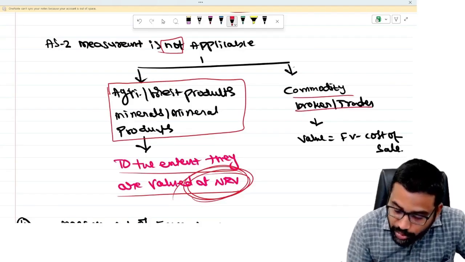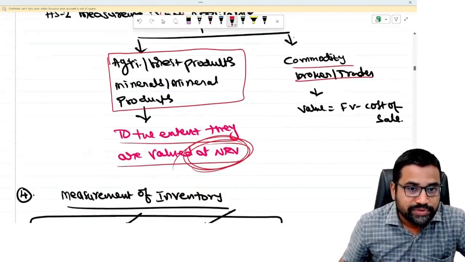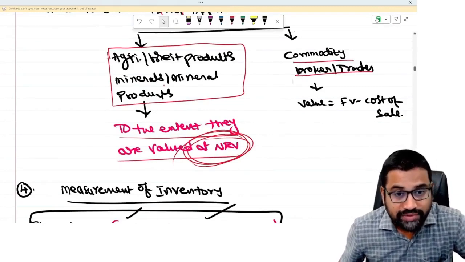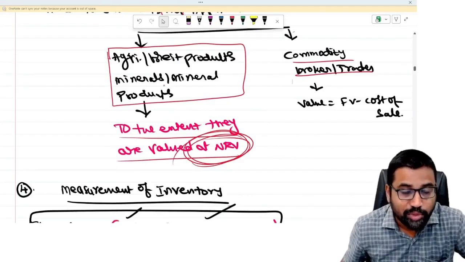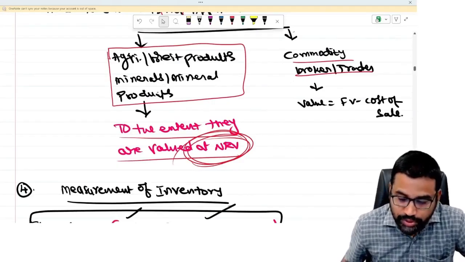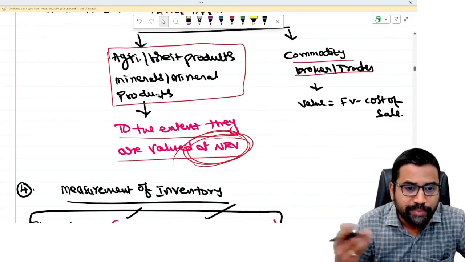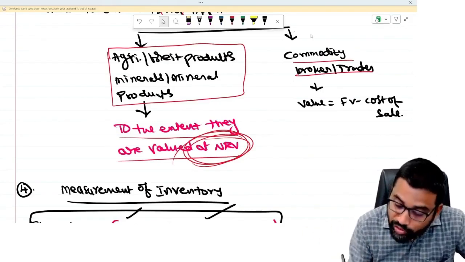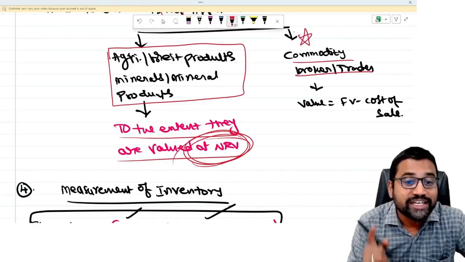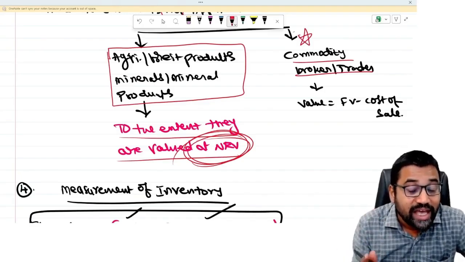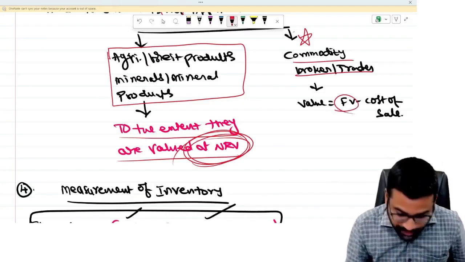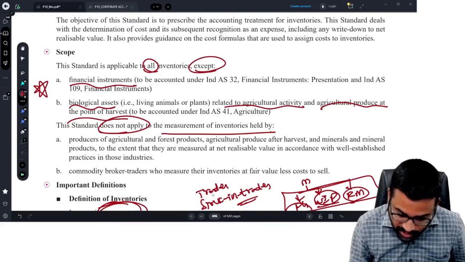And suppose I am a commodity broker or a trader, then I need to value them at fair value minus cost of sale. Commodity traders dealing in iron, aluminum, petrol, diesel will be there in the market. For these commodity traders also, this standard is not applicable, because they have to make their inventory valuation at fair value minus cost of sale.